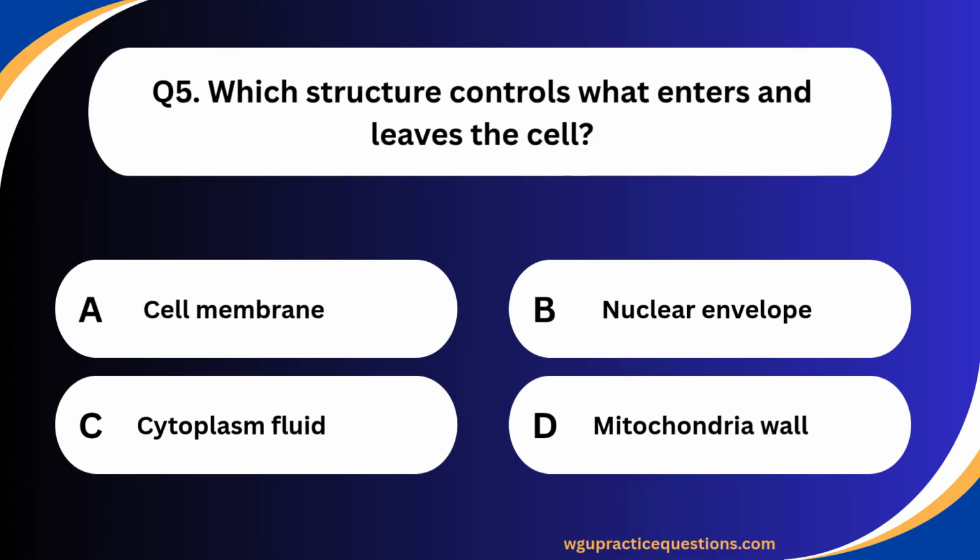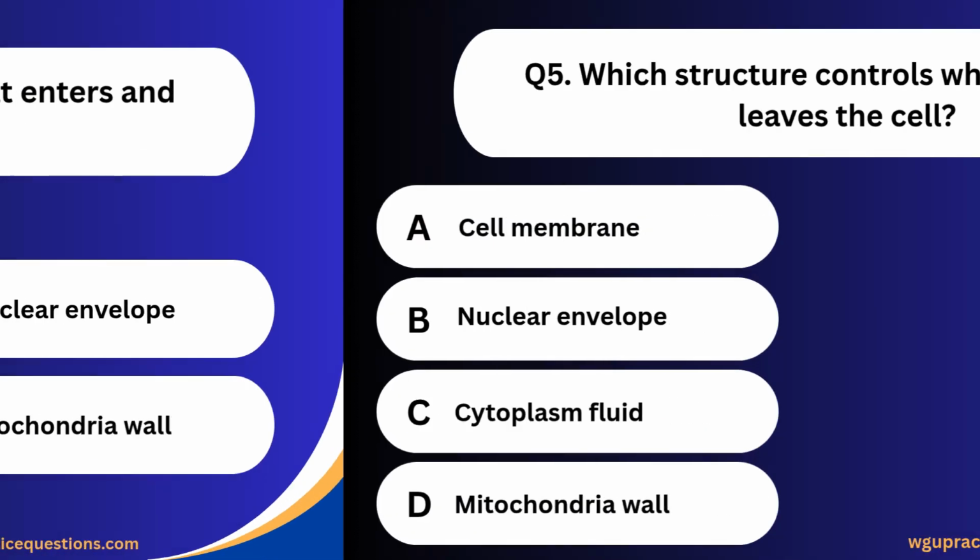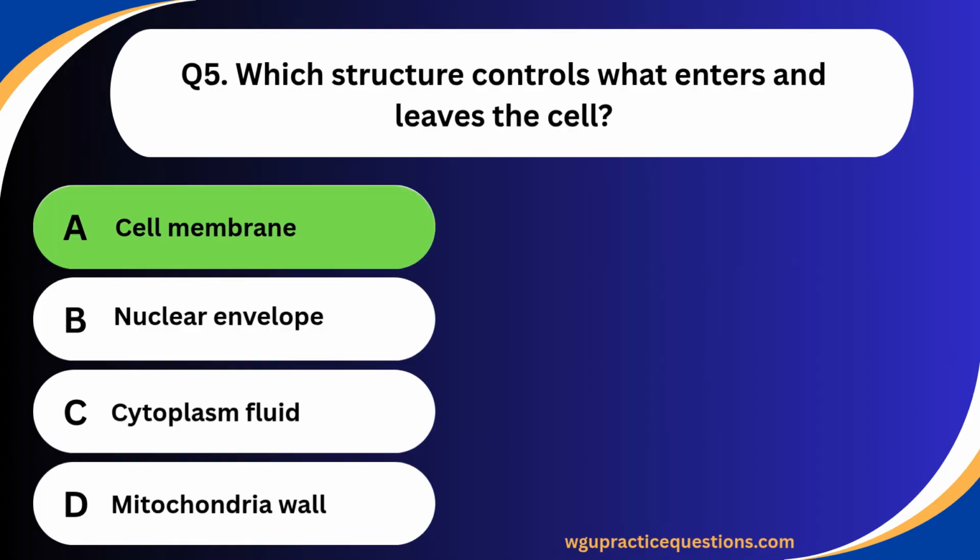Question 5. Which structure controls what enters and leaves the cell? A. Cell membrane. B. Nuclear envelope. C. Cytoplasm fluid. D. Mitochondria wall. Which one is the correct answer? The correct answer is A.